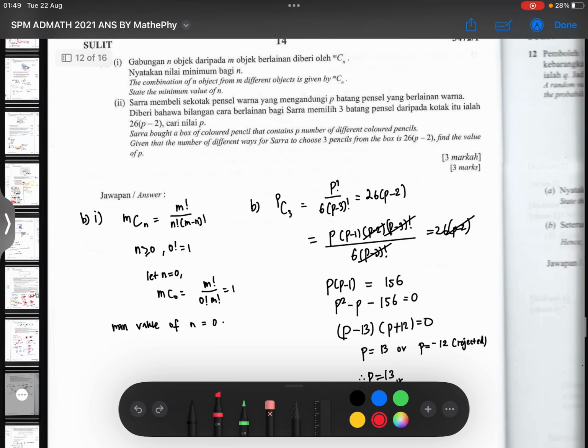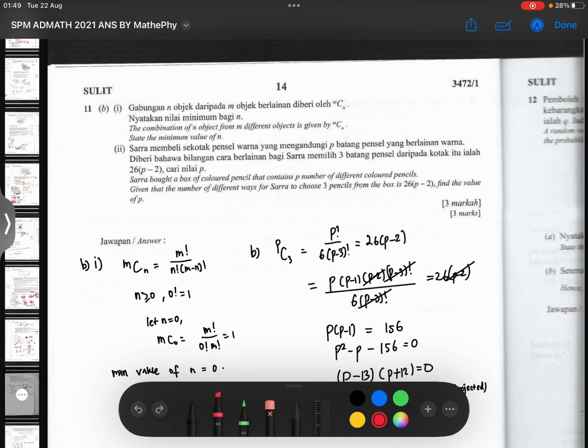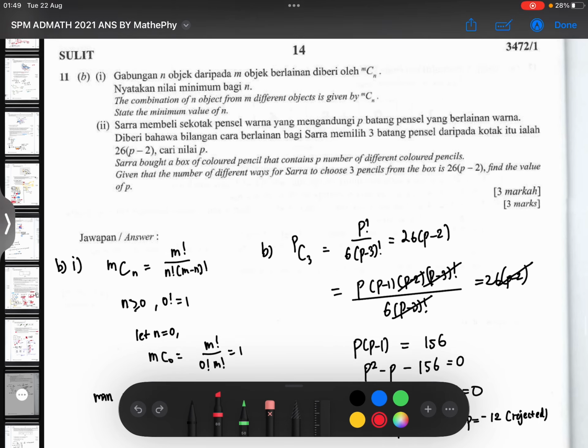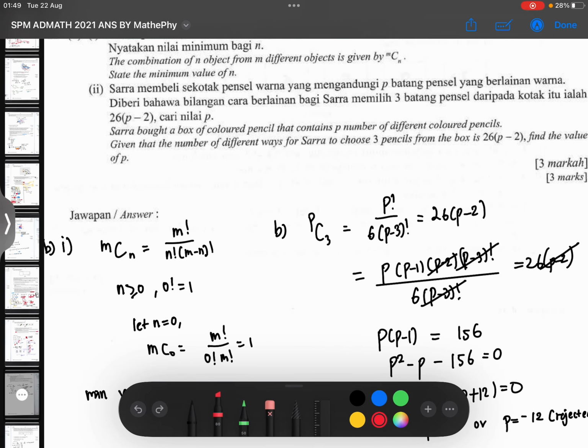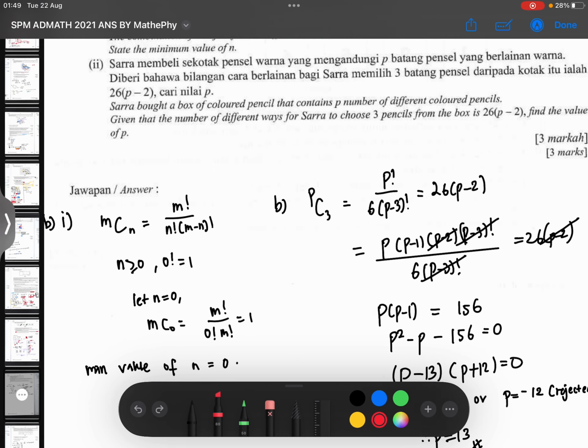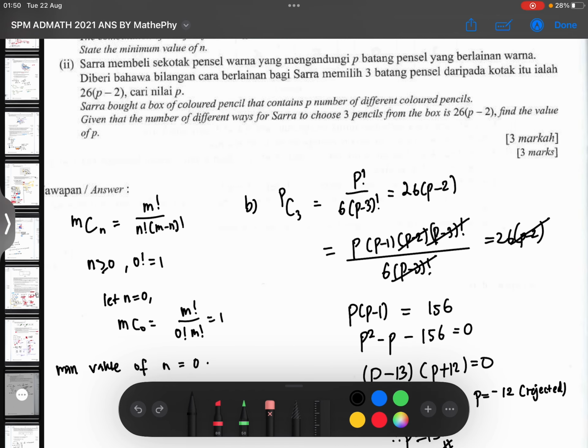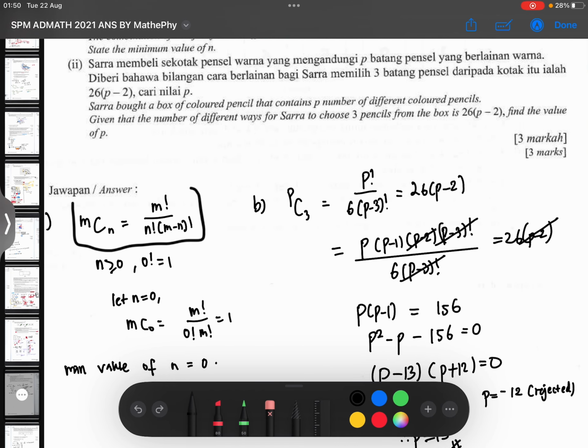So for question 11, the combination of n objects from different objects is given by nCr. State the minimum value of n. Of course n can be 0, because 0 factorial is 1. So if we let n equal 0, the nCr formula is still valid because 0 factorial is 1, it's still valid.